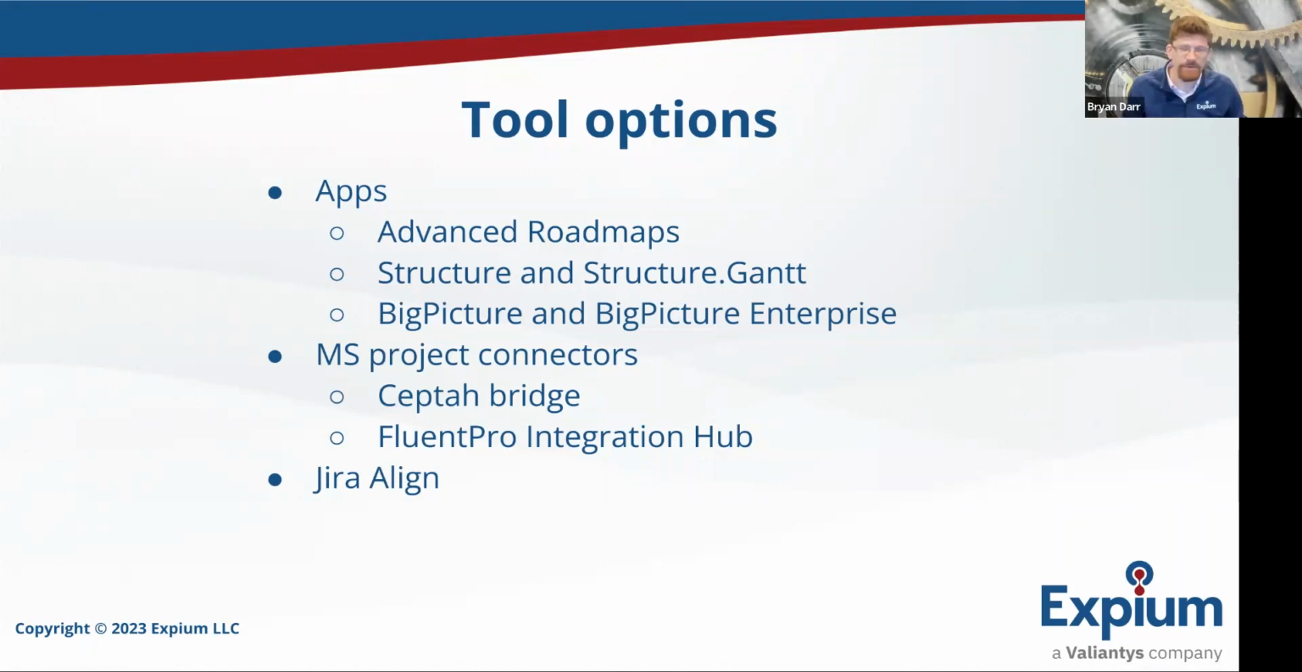SEPTA Bridge and Fluent Pro Integration Hub are two ways to do that as well. If you are an environment that heavily uses Microsoft Project, we can basically connect your planning and delivery with these options. Lastly is Jira Align. Jira Align is Atlassian's premier portfolio management suite, and it basically lives on top of Jira. We're going to talk about that in a little bit too, but just a heads up, it is intended for very large enterprises and specifically SAFe enterprises.